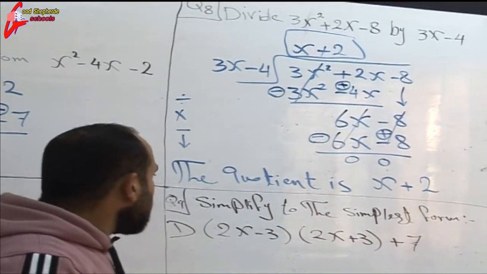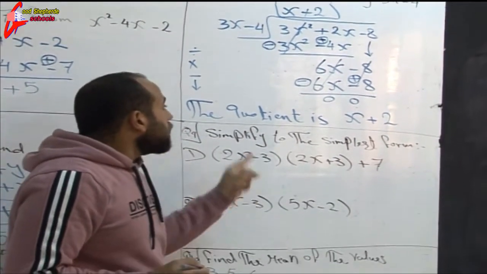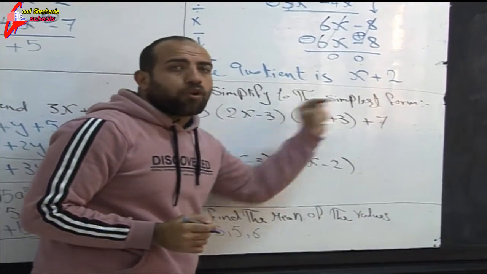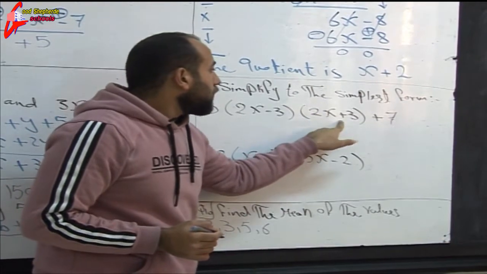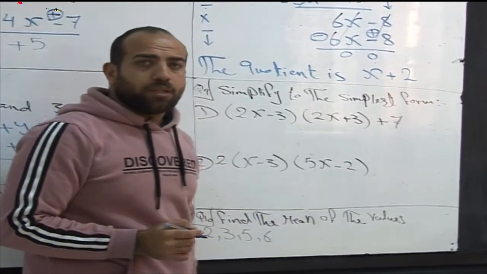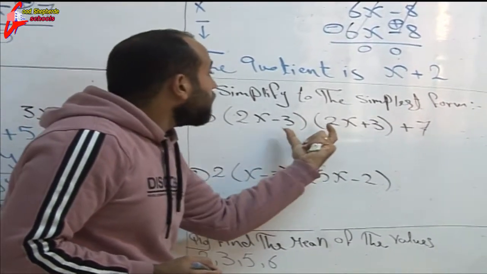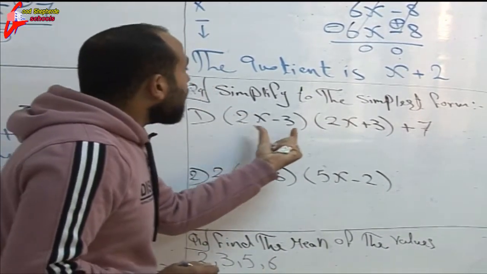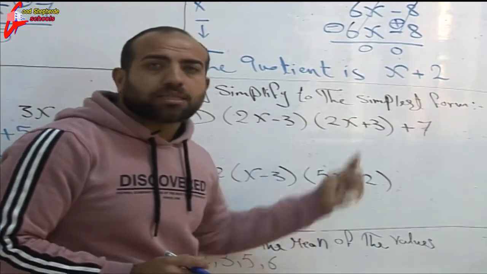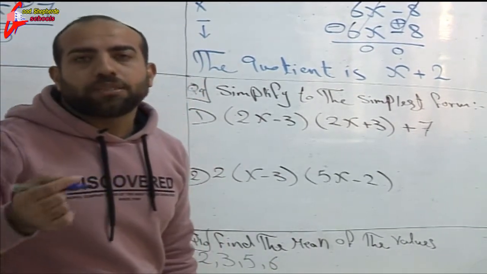Okay? Now let's move to question number 9. Simplify to the simplest form: (2x - 3)(2x + 3) + 7. First, we have to simplify the two brackets. Find the value of the two brackets. The two brackets are the same except the middle sign, so it's the third special case.